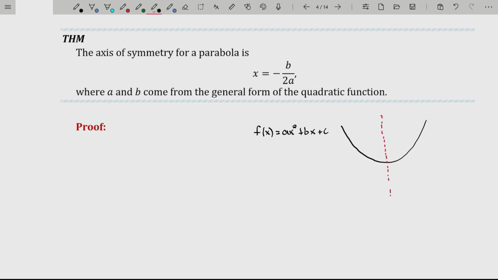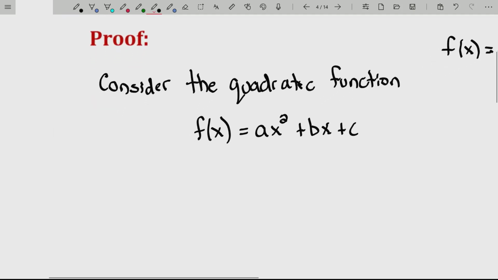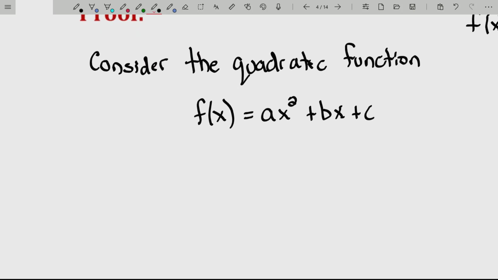And I'm telling you in this theorem that the equation for that axis of symmetry must be x equals negative b over 2a. Now, why is that true? Well, it comes from the fact that we have to use the quadratic formula at some point when we're working with quadratics. So to start our proof, we'll consider the quadratic function f of x equals ax squared plus bx plus c.